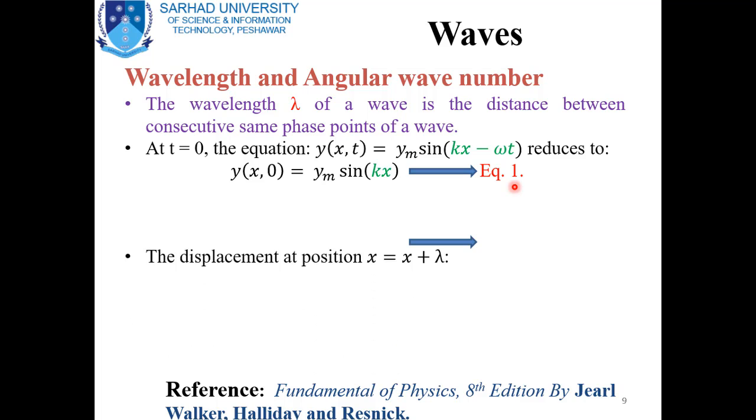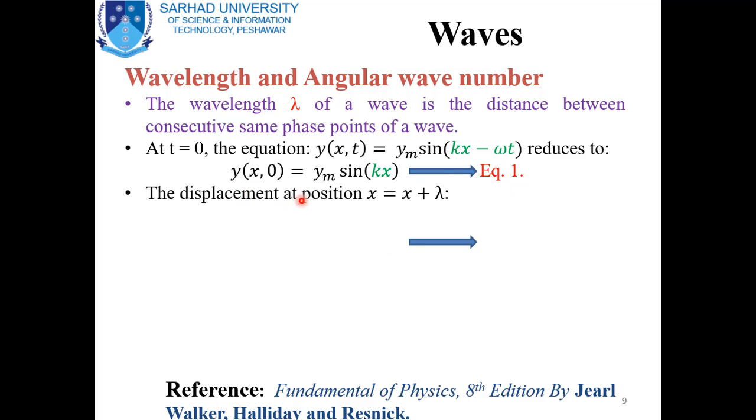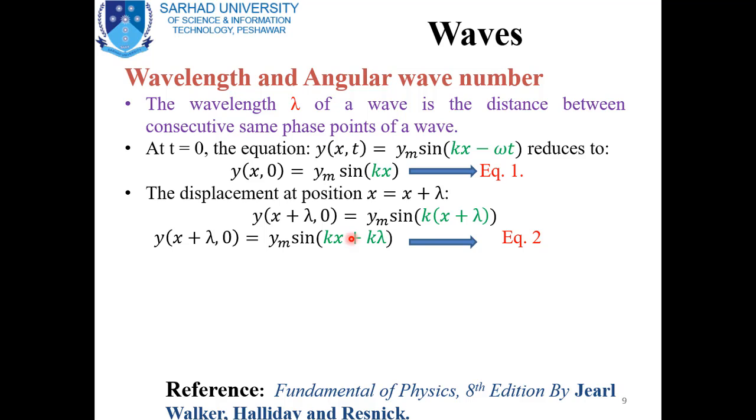Now at the same time we just change the position of the wave. So at x equal to x plus lambda, our particle position will be ym sin k, and for x we write x plus lambda. This is the new position and we call it equation 2. We multiply the wave number with x and with lambda, so we get sin(kx plus k lambda), and we call it equation 2.